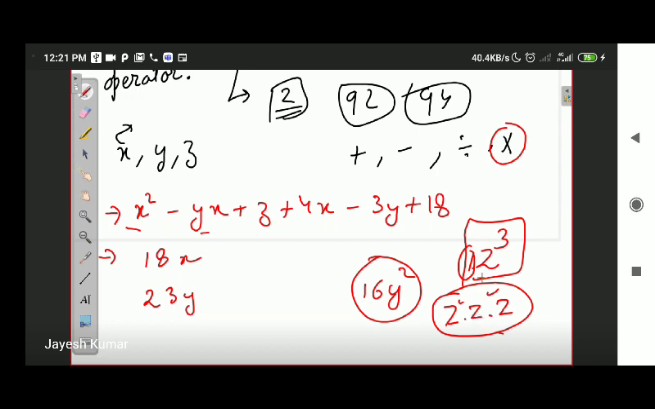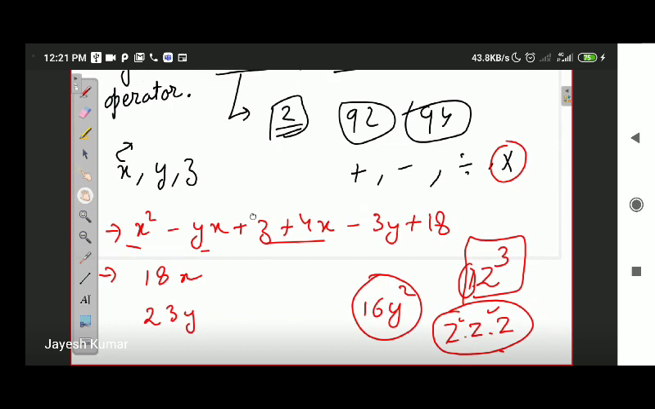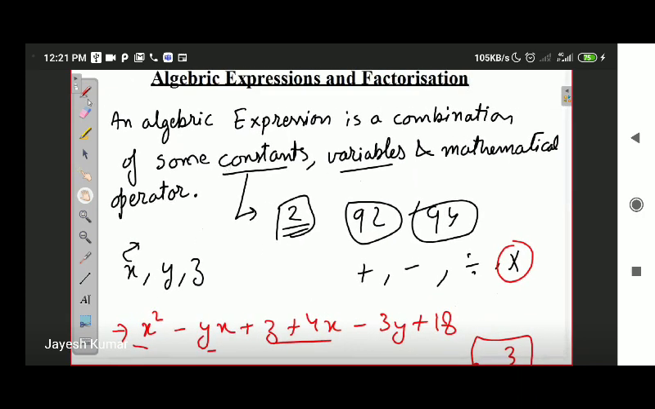The mathematical operators can be used once, twice, thrice. The same operator can be used more than one time. There can be a case in which there is no constant. Okay, so there are multiple examples of algebraic expressions. So again, what is an algebraic expression? It is a combination of some constants, some variables and mathematical operators.